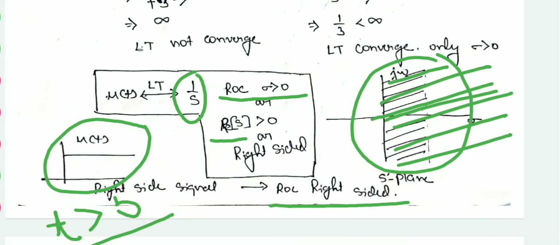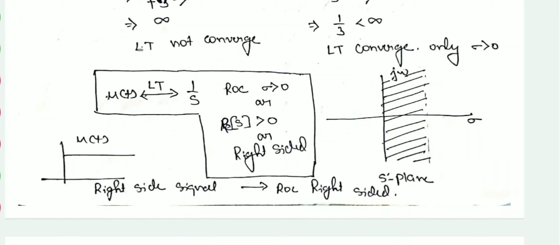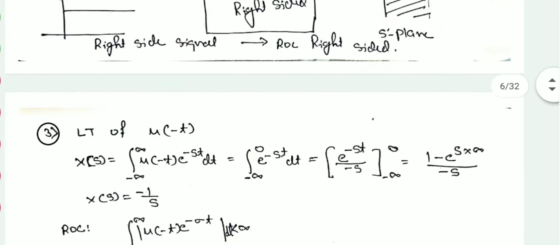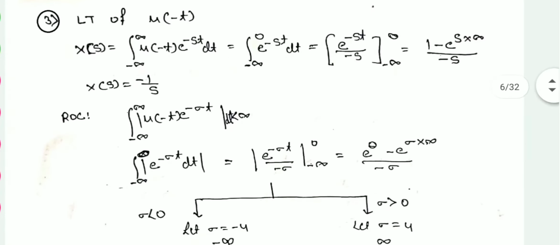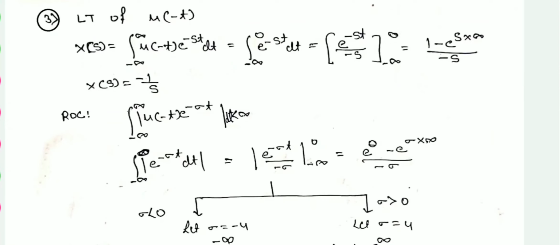Okay, then the next topic is when we revert it. When we revert it, it means it is defined for the left-sided signal. Okay, the next question is to find the Laplace transform of u(-t).